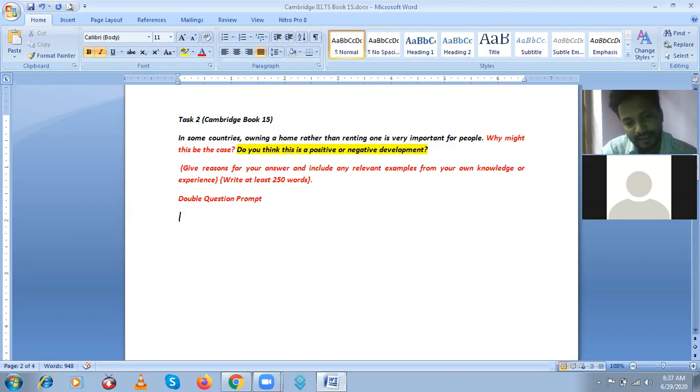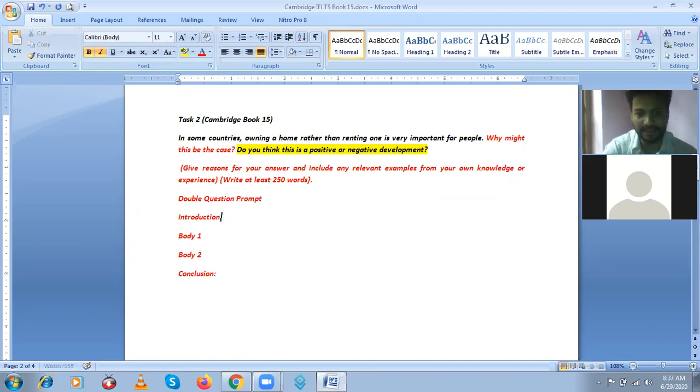Two-part question. Now we have an introduction, body 1 for the first question, body 2, and a conclusion. This is the generic structure. And what do we do here in the first step?